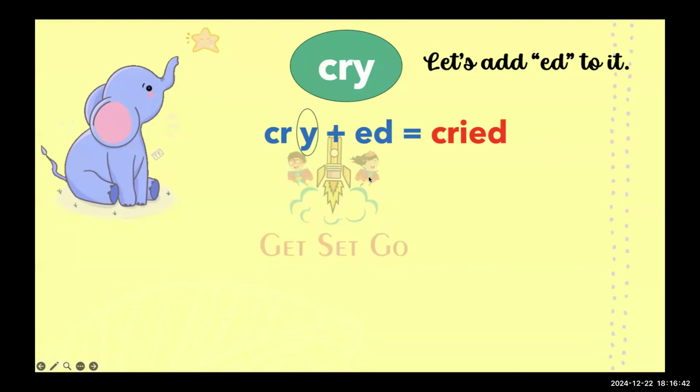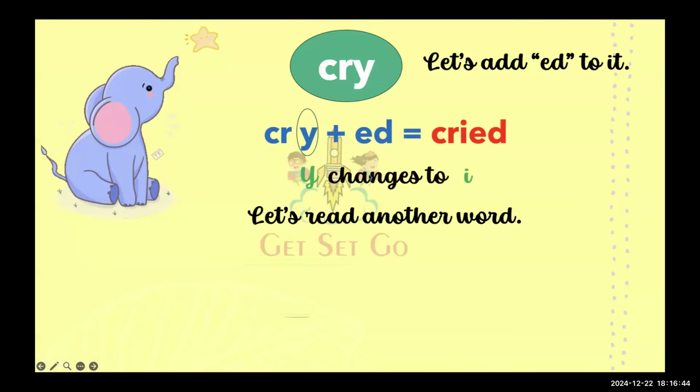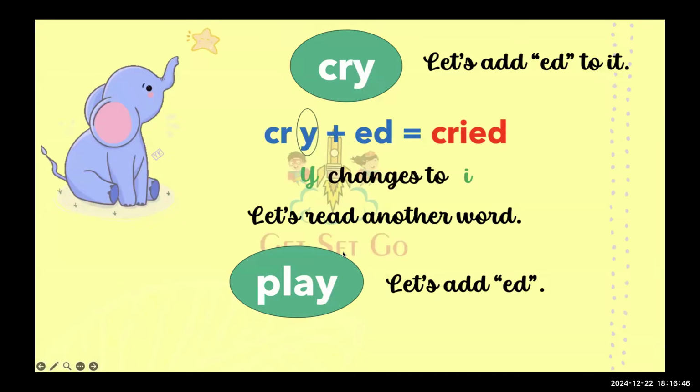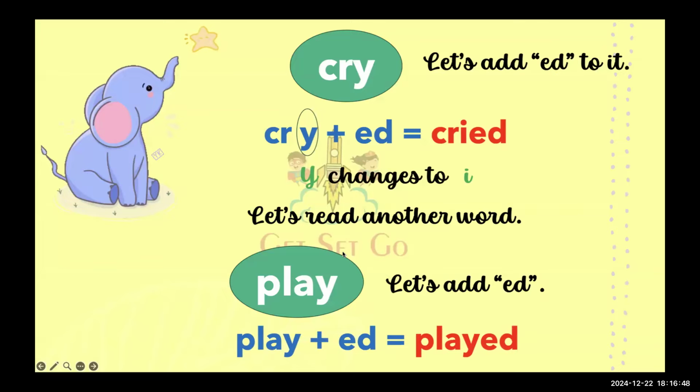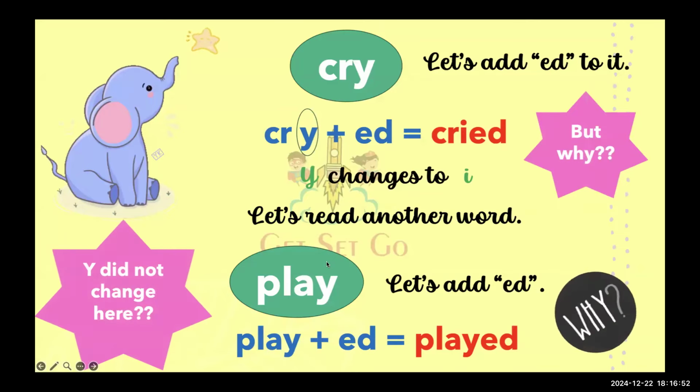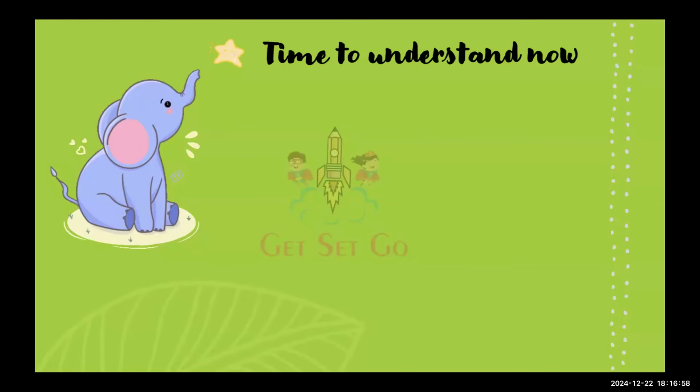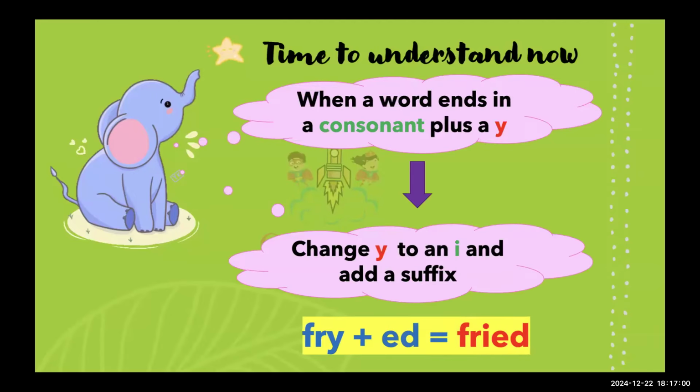From here starts a little advanced rules. Like let's add ed to it. Cry becomes cried. But when you add ed to play, why does the y not change to i? Why is that so? These are the pages where they will understand. Okay, yes, that also happens, and this is what we need to learn. Then the rule is explained here.